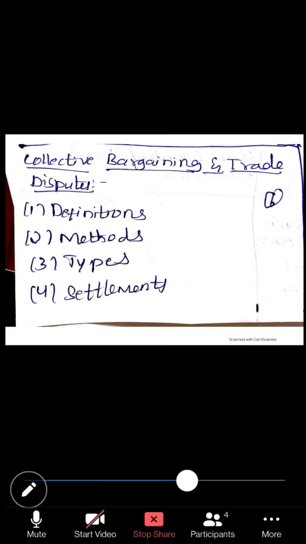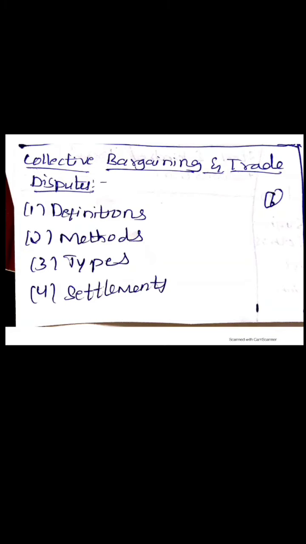The next topic is collective bargaining and trade disputes. Collective bargaining contains the definitions, methods, types, and settlements. All this will be asked for 10 marks. Explain: define collective bargaining, its methods, types, and how settlement is done. Like this, the question will come, and it will come for 10 marks.